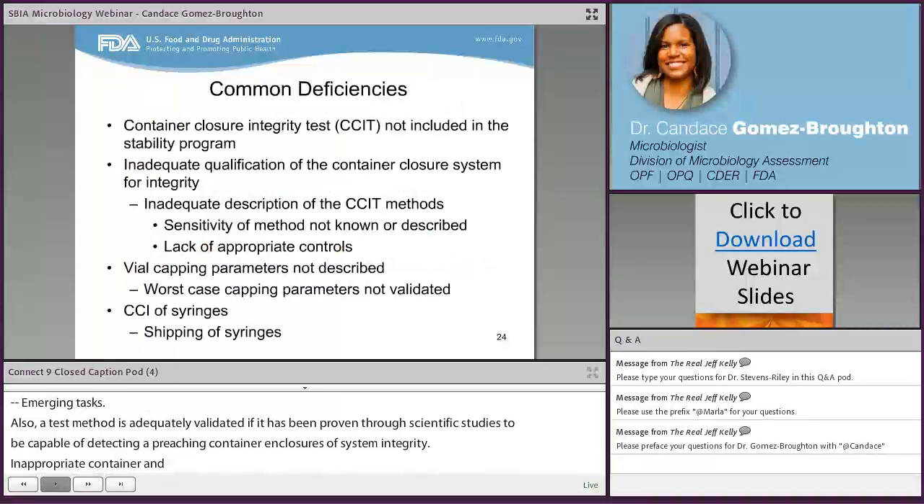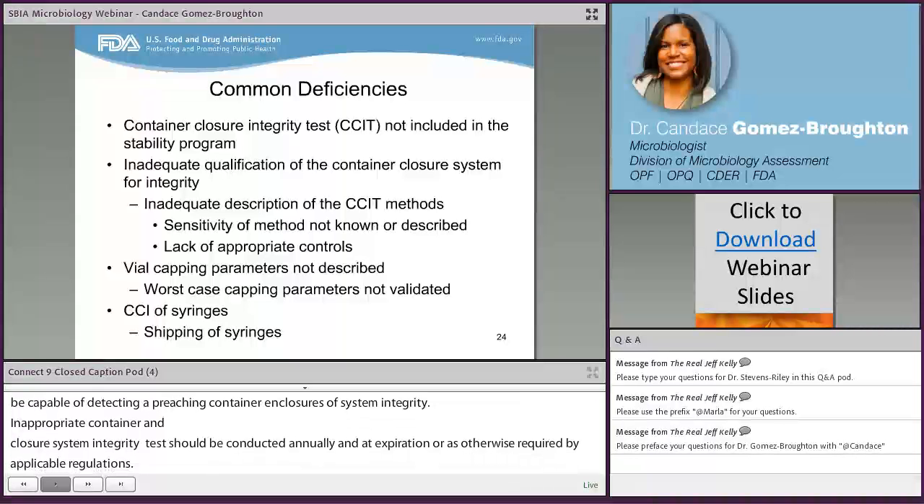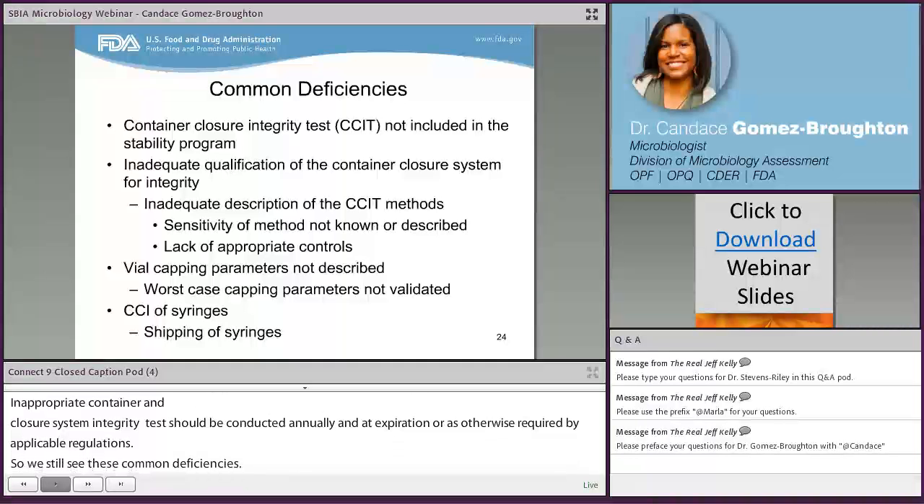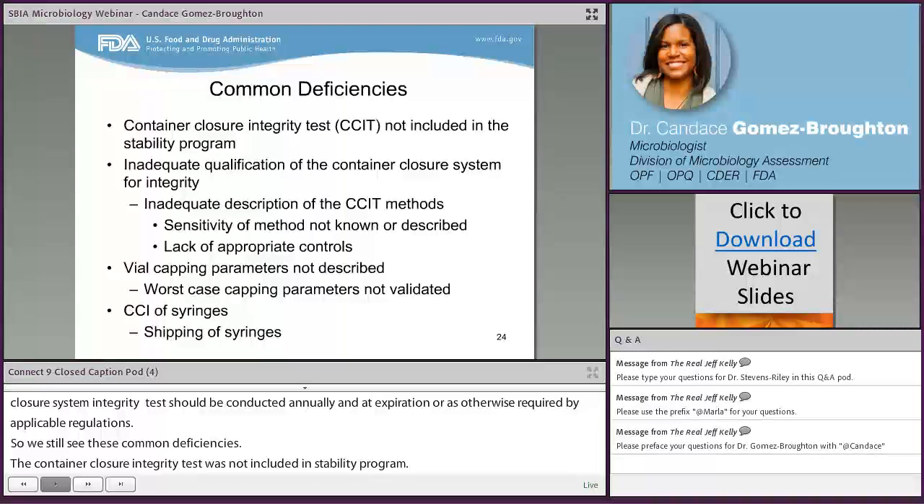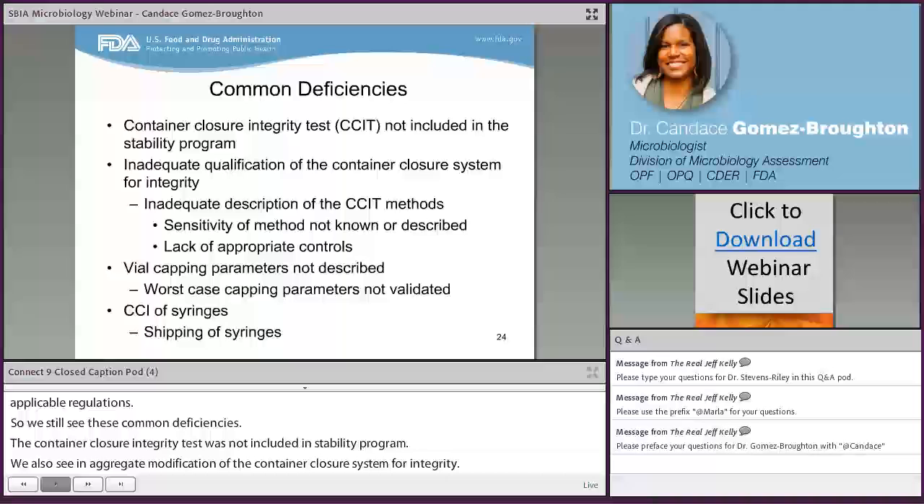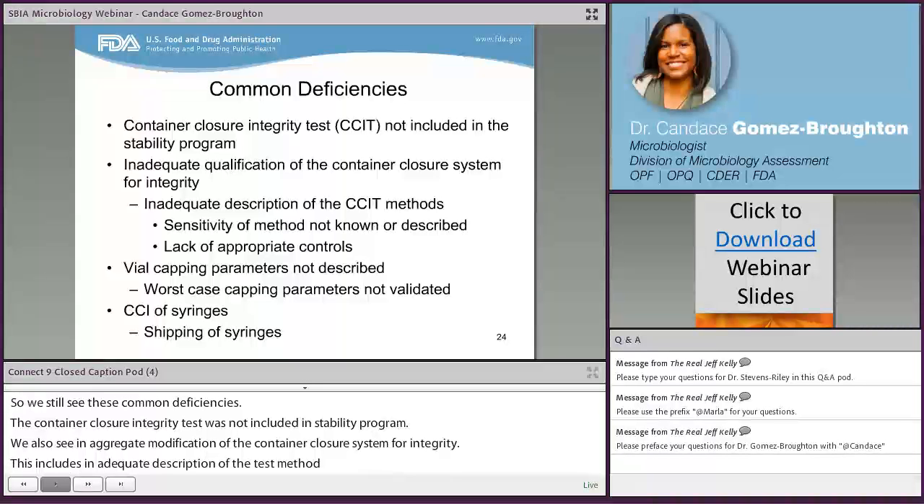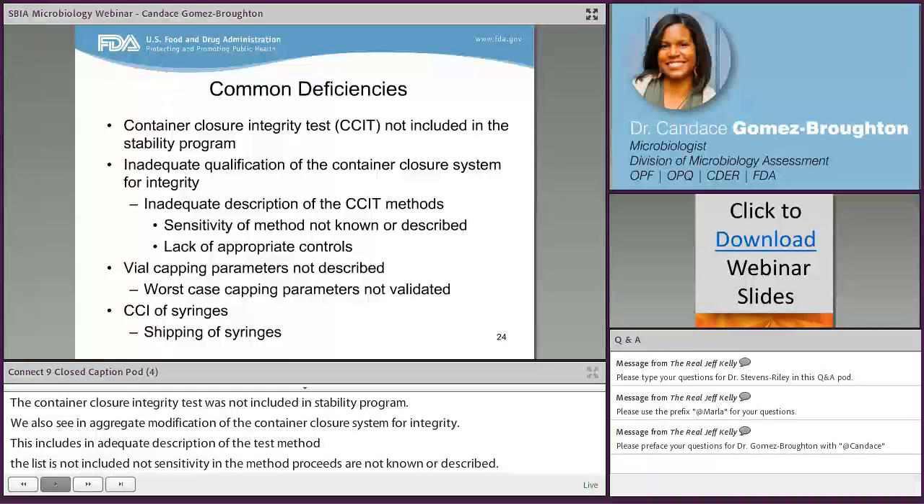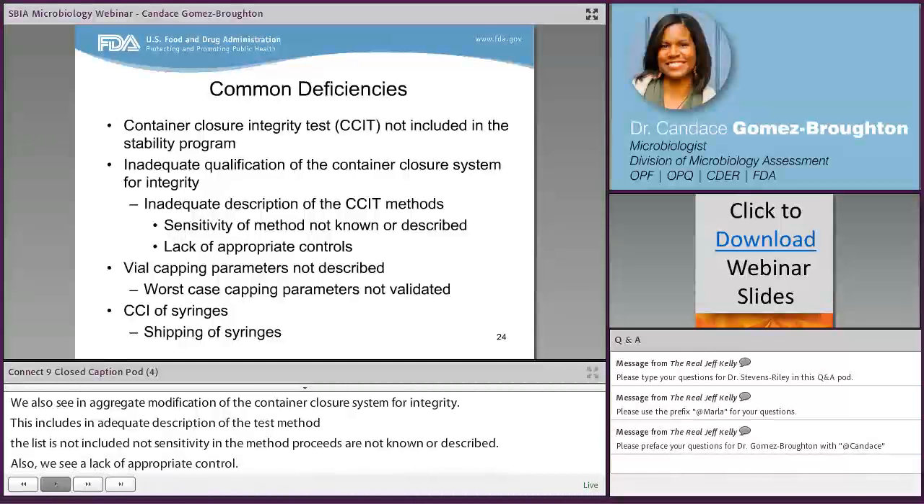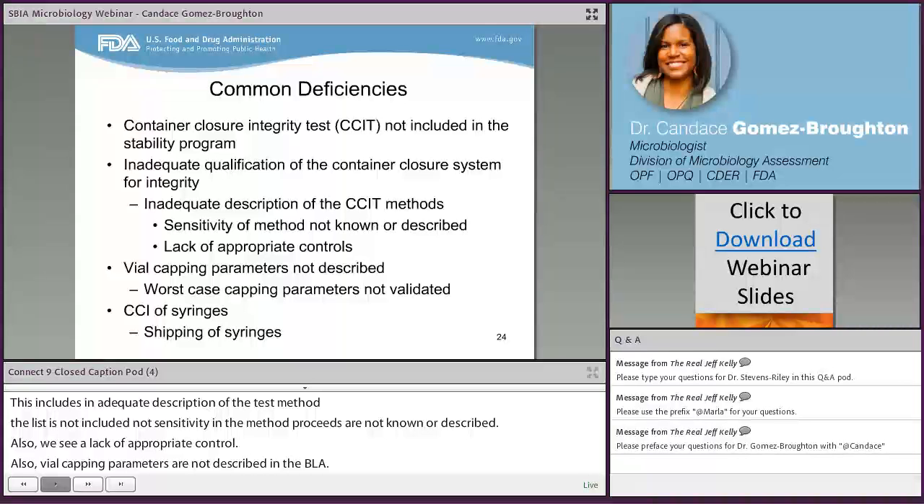So, we still see these common deficiencies. The container closure integrity test was not included in the stability program. We also see inadequate qualification of the container closure integrity test, which includes inadequate description of the test method, which does not include a sensitivity of the method. The sensitivity of the method either is not known or described. And also we see a lack of appropriate controls. Also, vial capping parameters are not described in the BLA, and this has been shown to have an impact on container closure. So that information also needs to be included in the BLA.